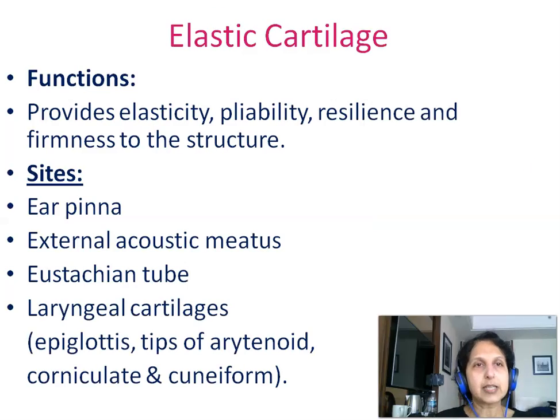Functions of elastic cartilage: it provides elasticity, pliability, resilience and firmness to the structure. Sites where we see it in the body: ear pinna, external acoustic meatus, eustachian tube, laryngeal cartilages, that is the epiglottis, tips of arytenoid cartilages, corniculate and cuneiform cartilages. You can remember it as E for elastic cartilage, and sites are E for ear pinna, E for external acoustic meatus, and E for eustachian tube.